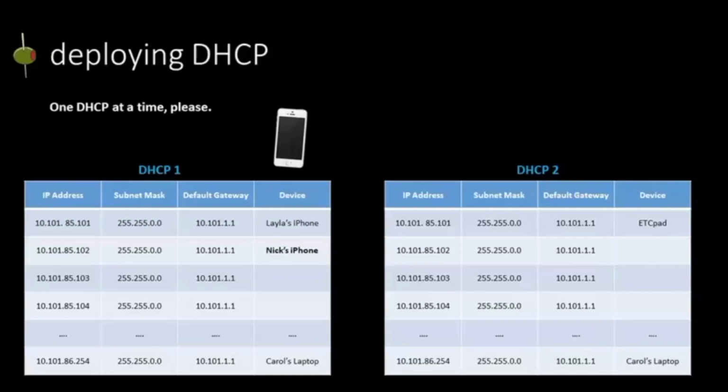DHCP 1 is going to see 85.102 is the first available, give it to my phone, and away we go. And we're happy to be on the network, it's great. But now, your phone comes into the network, and it sees DHCP 2. Well, now, because those tables aren't synchronized between the two servers, you're going to get the same IP address that I got, and we now have an IP conflict.